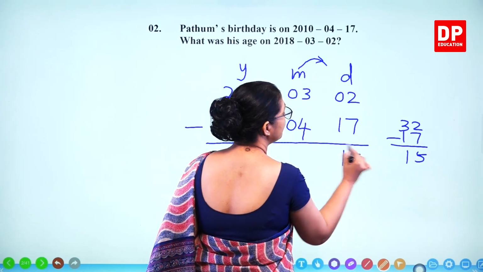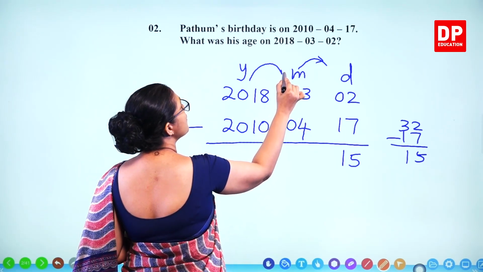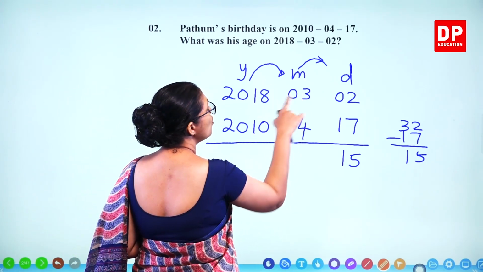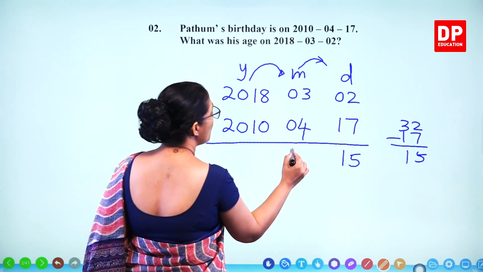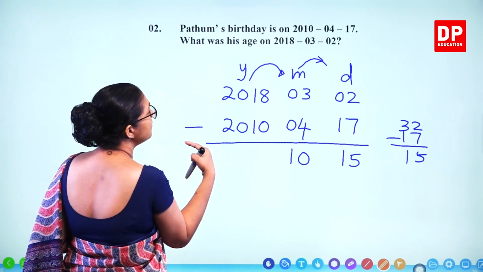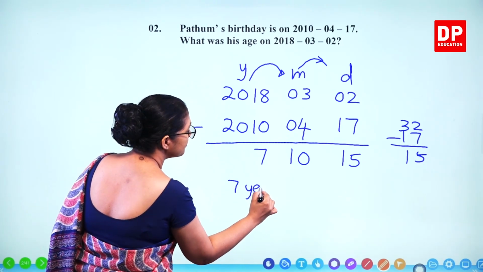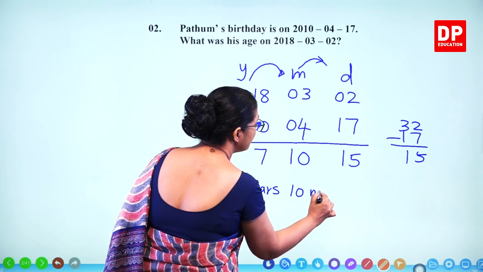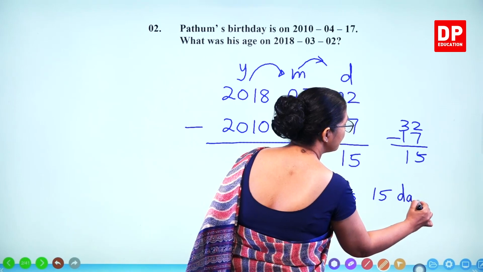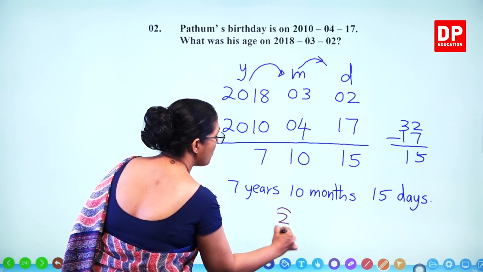That's 15. So here the month becomes 2. So you can't subtract, so you have to take 1 year. 1 year means 12 months. 12 plus 2, 14. 14 minus 4, that's 10. The year becomes 2017 now. 2017 minus 2010, 7. So 7 years, 10 months and 15 days. You get 2 marks for that.